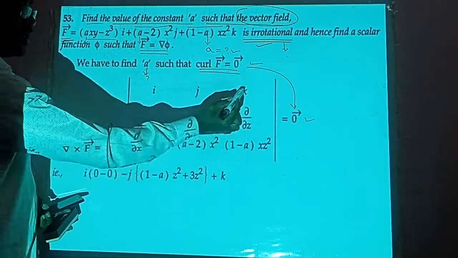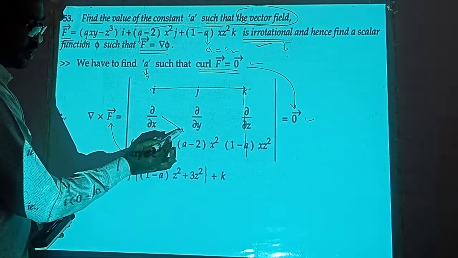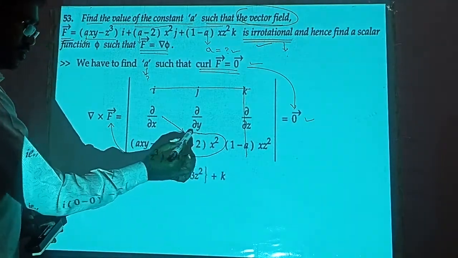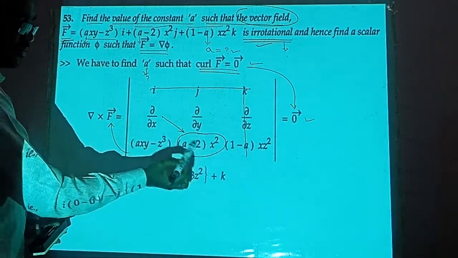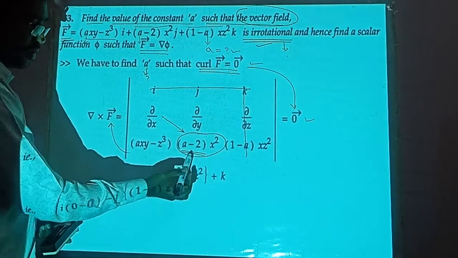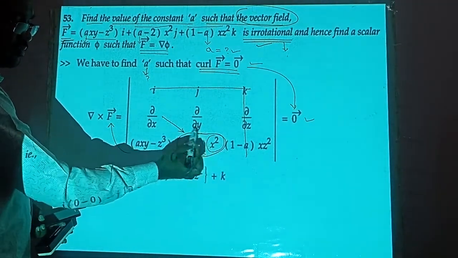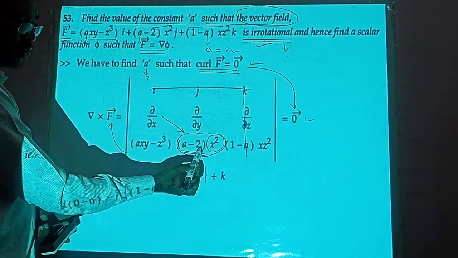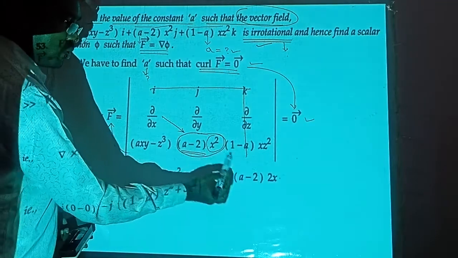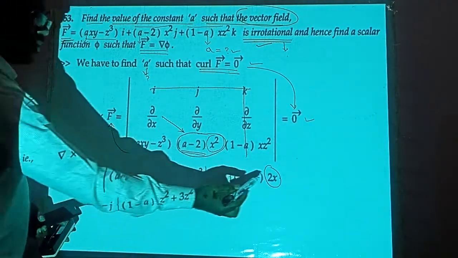Now what we go for k? Plus k into, neglect this row and this column, cross multiply. Dou by dou x of this. What is constant here? A minus 2 is constant. And what is the differentiation of x square? 2x. So we can write it as 2 into a minus 2 into x. Or a minus 2 into 2x. Differentiation is 2x here.